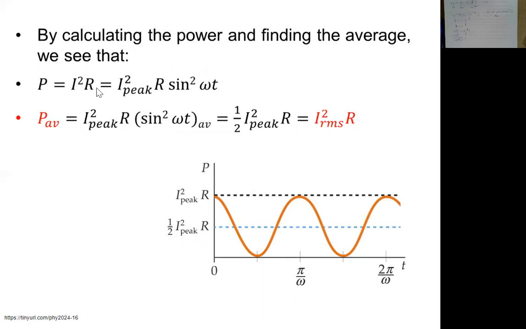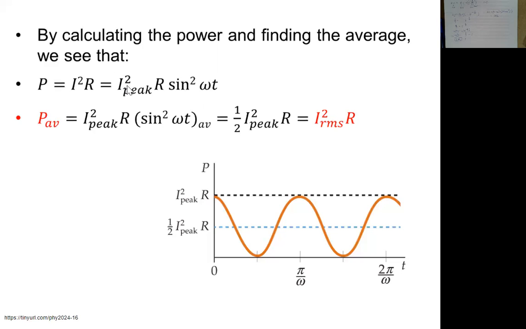So in that sense, then you can calculate the consumption of the power. So calculating the power and then find the average. Okay. So if you have a resistor in the AC circuit, then power is equal to I squared times R, where the I squared is equal to a peak value squared times sine squared. Okay. So then for the average of the power, you average this expression, right?